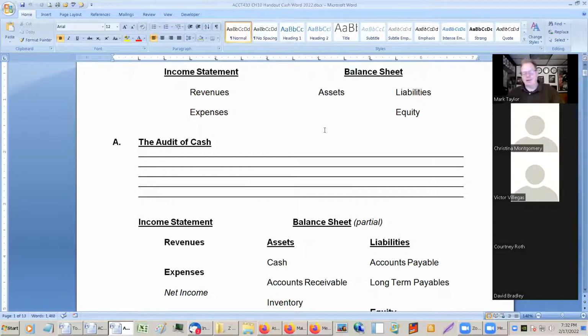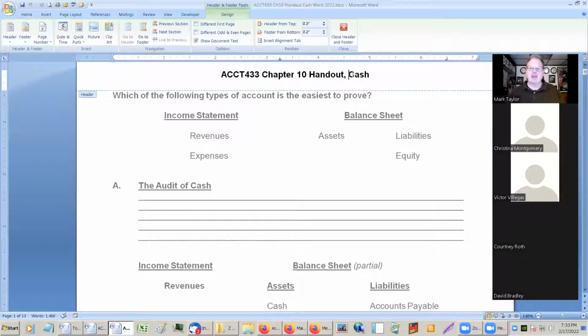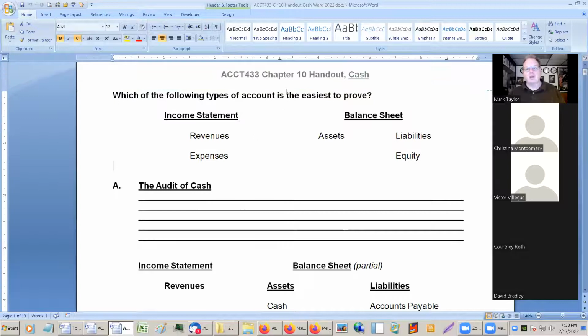I shouldn't say this because you'll be disappointed, but I think it's one of the more fun chapters to go through, just because there are so many different facets to it. But anyway, so this is accounting for cash. And as we go on, hopefully we get a little bit more of a flavor of how we piece together audits.